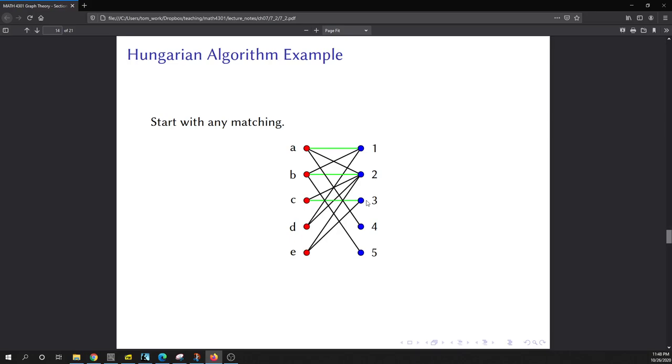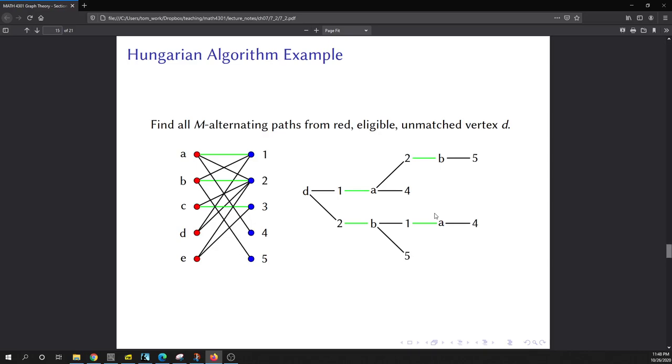And then find all M alternating paths from red eligible unmatched vertex D. So D was unmatched, so I'm going to look at all of the M alternating paths. I already showed you how I did that. And again, the one I'm going to flip is this one going from D to 1 to A to 2 to B to 5. That's M alternating, and it's M augmenting, more importantly than that. So that's the question that you're going to ask: is that M augmenting? It is.